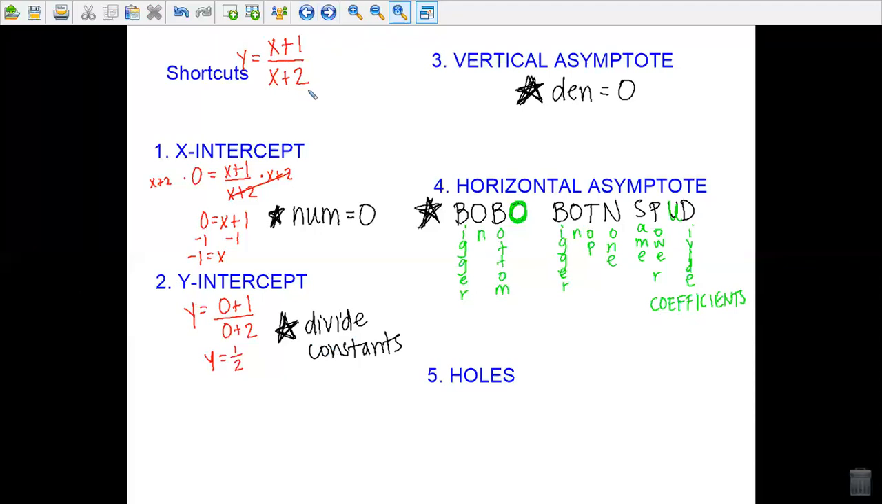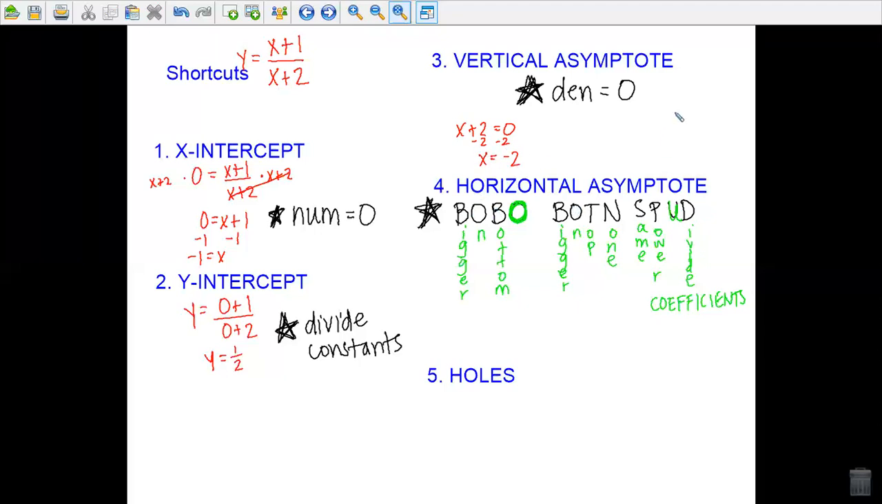Let's look at the asymptotes for this example I made up. I have x plus 1 over x plus 2. For my vertical asymptote, all I care about is the x plus 2, my denominator. So we could say x plus 2 equals 0. Subtract 2 from both sides. That means I have a vertical asymptote at x equals -2.